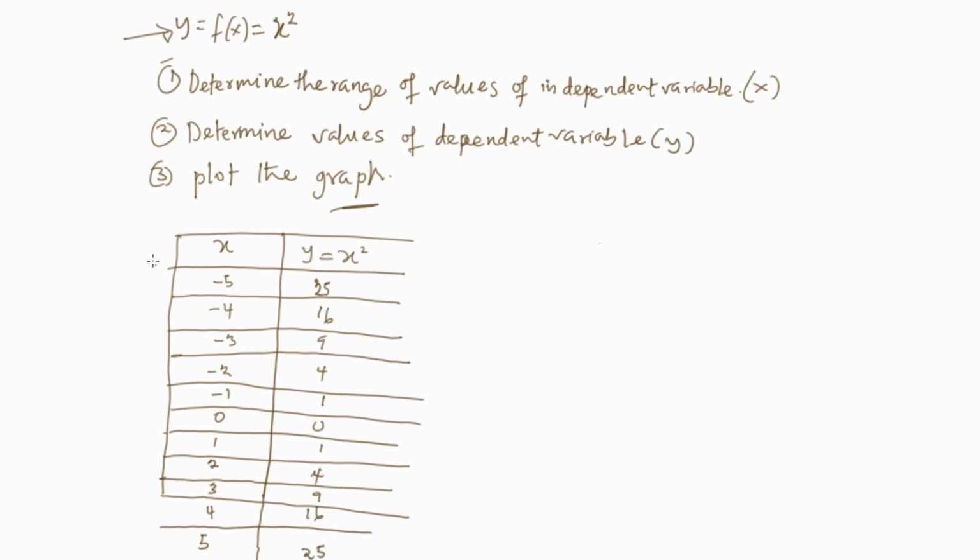Right now we have completed step 1 and we have also completed step 2. So what we need to do now is to actually plot the graph. And to plot the graph, you know what to do. You draw out your axes, the x and then the y, and you just plot out the coordinates that you have.